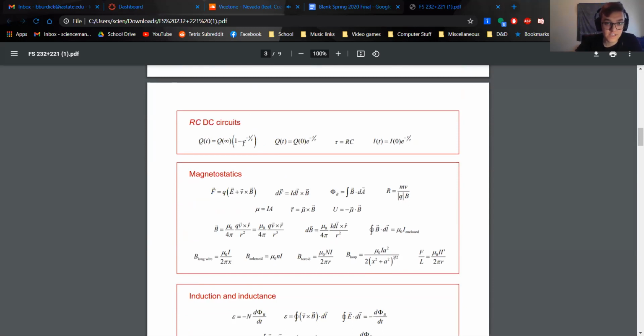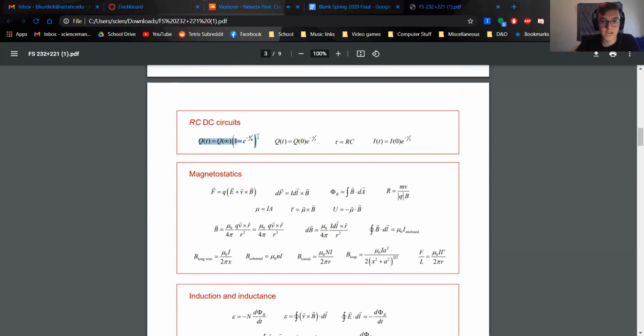Okay, so now on to RC DC circuits. This is just a circuit where you have a resistor and a capacitor. That's where RC comes from. That's what it stands for. And DC, remember, there's nothing fancy happening with our batteries. This is a simple battery hooked up to a resistor and a capacitor. That's when these equations apply.